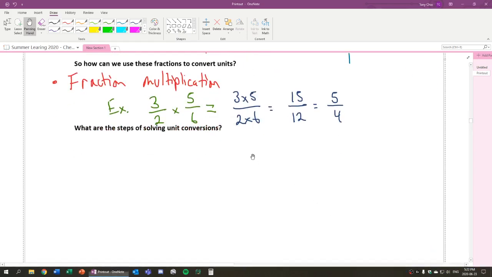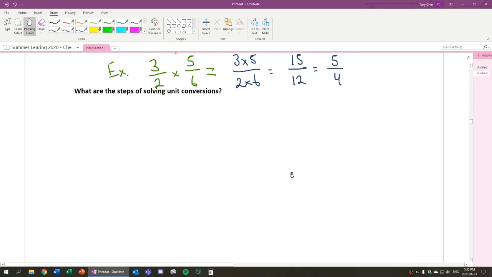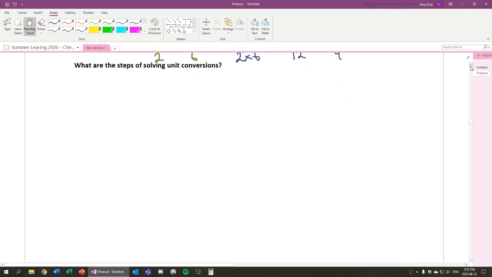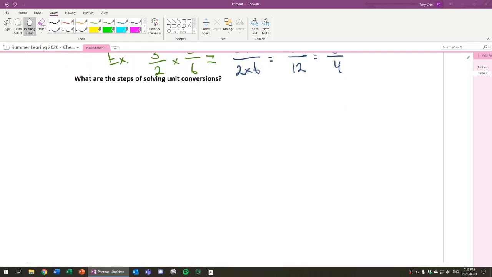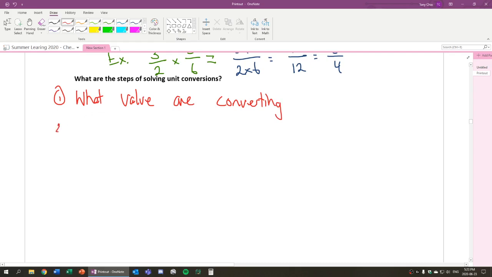Now, what are the steps of solving unit conversion then? What we want to do is, we always want to start off with, number one, what value are we converting? Find that value you want to convert. Number two, create conversion factors. Find things that are equal to each other and turn them into fractions.